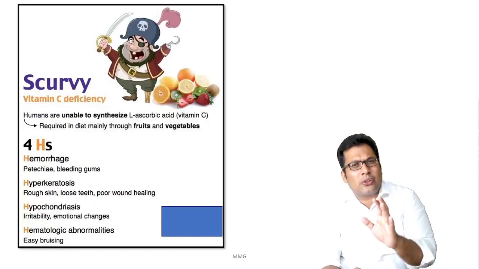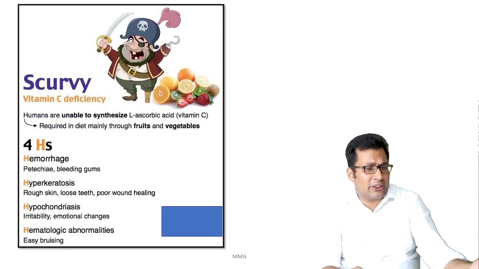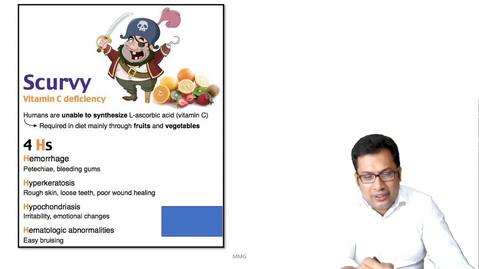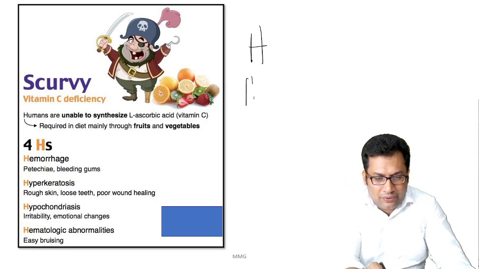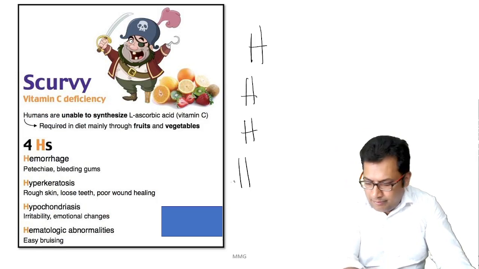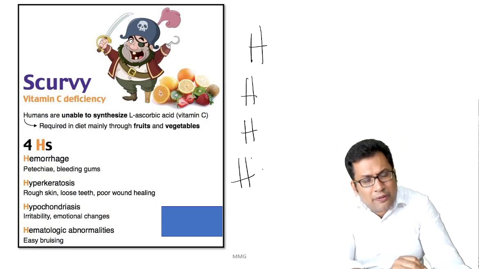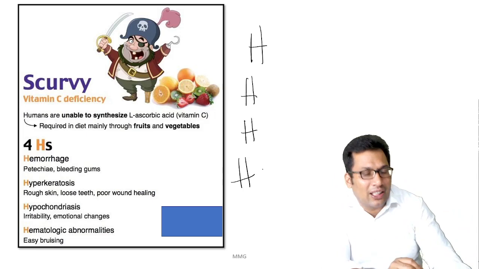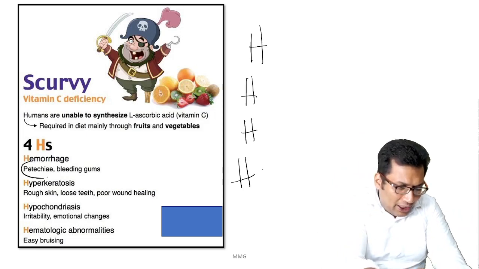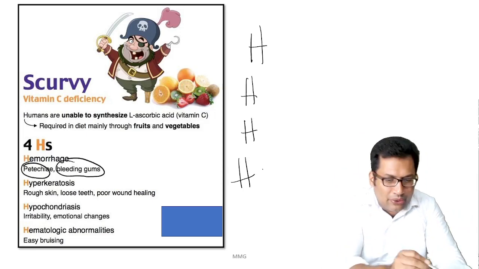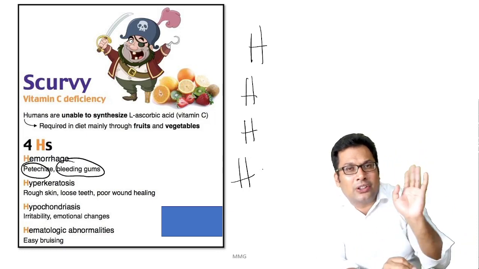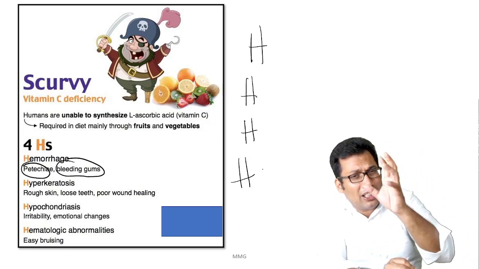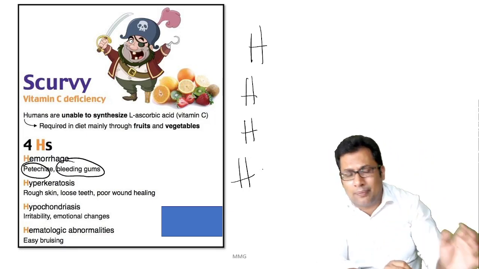And one more point you must know: scurvy, what are the clinical features? You can remember with the help of the mnemonic 4H. H for what? Hemorrhage. There can be bleeding tendencies from the gum, petechiae, bleeding gums. So one H is hemorrhage, bleeding gums, or petechiae over the body. Petechiae means small hemorrhages over the body.